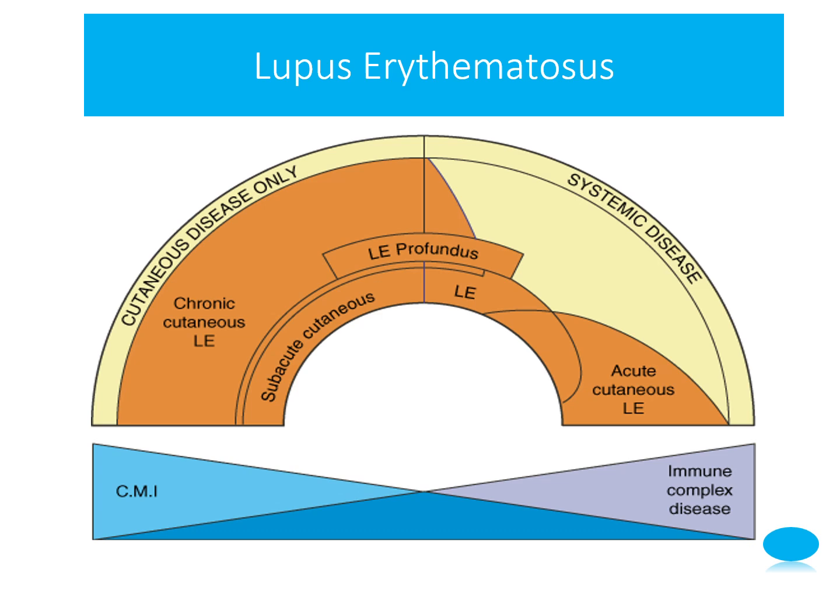So lupus is a bit of a spectrum. On the one hand, you have chronic cutaneous lupus. So these patients have mainly skin disease. There is the subacute, which could have systemic involvement as well, and then there's the acute lupus, and we'll go over every one of those.